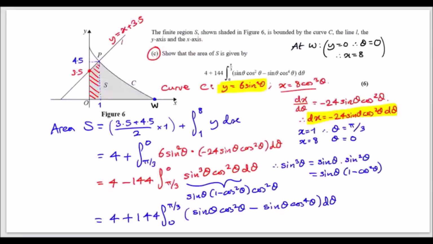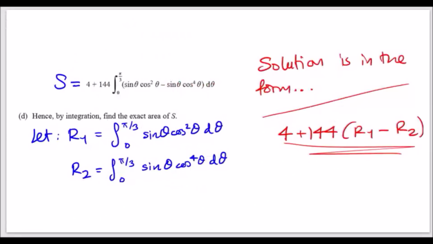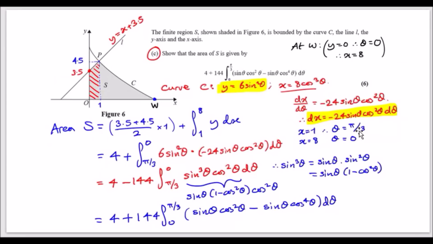Now, the final bits. I want to see if there's anything else. C and D. Okay. Let's have a look. The finite region S shown in figure 6 is bounded by the curve C. Okay, so we've seen this before. Show that the area S is given by two different terms, one which is an area of 4 and the second which is 144 times the integral.